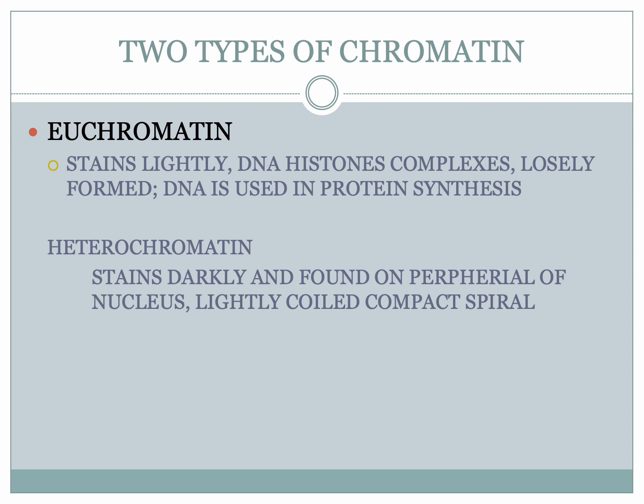There are two forms of chromatin. Euchromatin stains lightly. The DNA histone complexes are loosely formed together, and it's used in protein synthesis. And then the heterochromatin cannot be transcribed, so it cannot be used in protein synthesis. It stains darkly, and is found on the peripheral part of the nucleus.